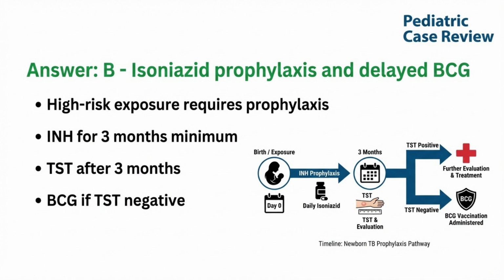Newborns exposed to infectious tuberculosis represent extremely high-risk contacts requiring immediate intervention. The infant should receive isoniazid prophylaxis for at least 3 months, during which time the mother should be separated until she is no longer infectious, typically after 2 weeks of appropriate treatment. After 3 months, tuberculin skin test should be performed. If negative, BCG vaccination can be given and isoniazid stopped. If positive, continue treatment for latent tuberculosis infection. This approach prevents progression to severe disseminated disease while allowing safe mother-infant bonding once the mother is non-infectious.